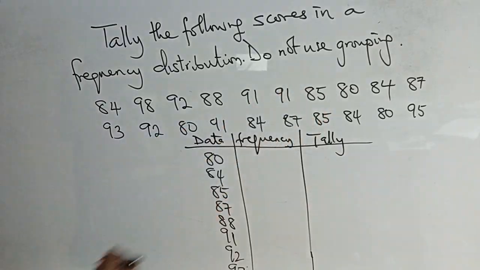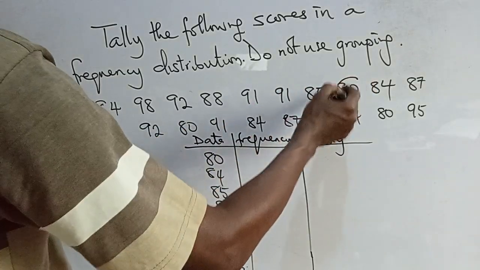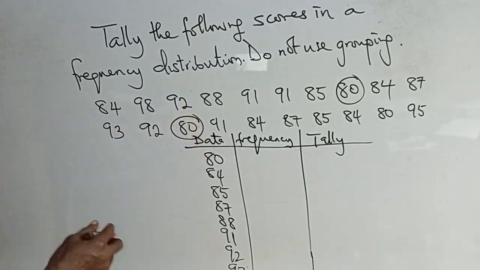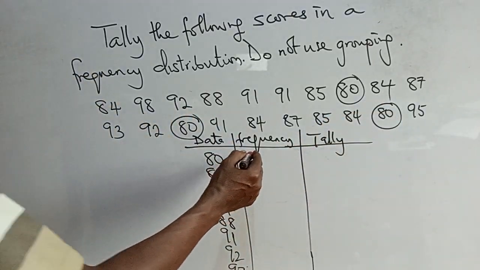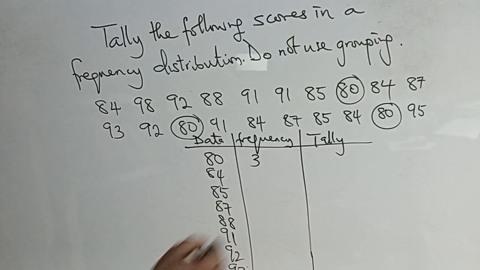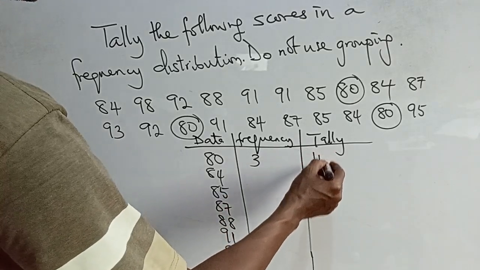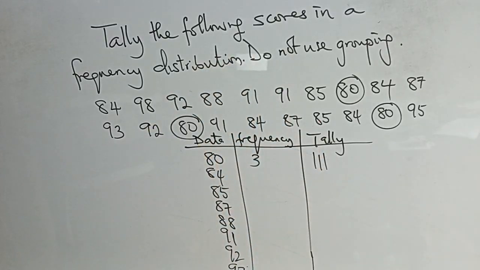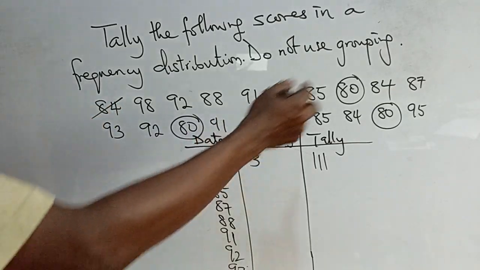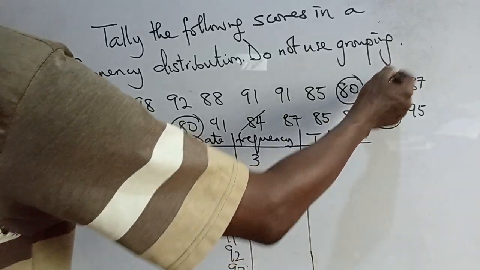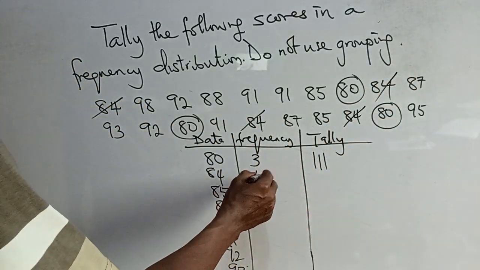Now, how many 80s do we have? As you are counting, you cross it out. We have 3, so you tally it: 1, 2, 3. That's how to tally. Now, how many 84? Let's cross 84 like this so that it will not confuse us. We have 4 84s.